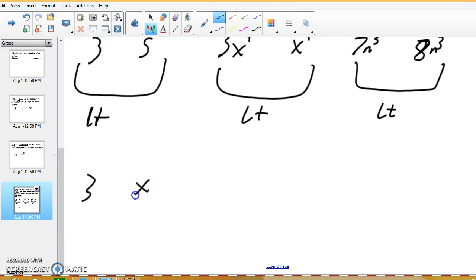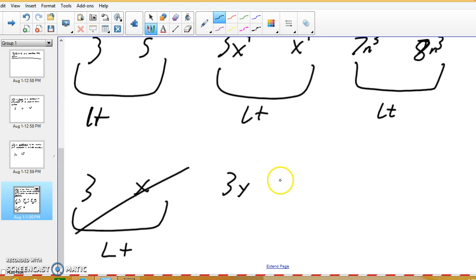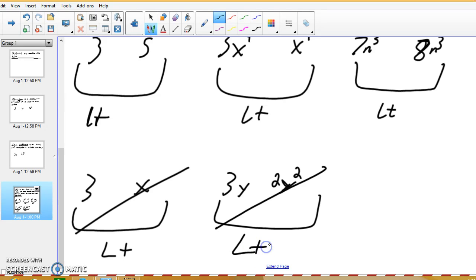So let's say 3 and x. These would not be like terms because 3 doesn't have a variable on it, where x does. What about 3y and 2y squared? Are these like terms? Well, no, because y and y squared are the same variable, but it's not raised to the same power. So for this reason, these are not like terms.